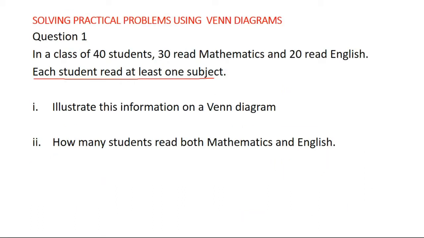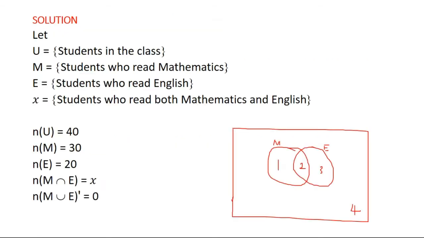So anytime you are given a question on a two-set problem or a three-set problem and you see the statement each student reads at least one subject, or you see the phrase at least, then it gives you an indication that the complement in there is 0. So we move on.